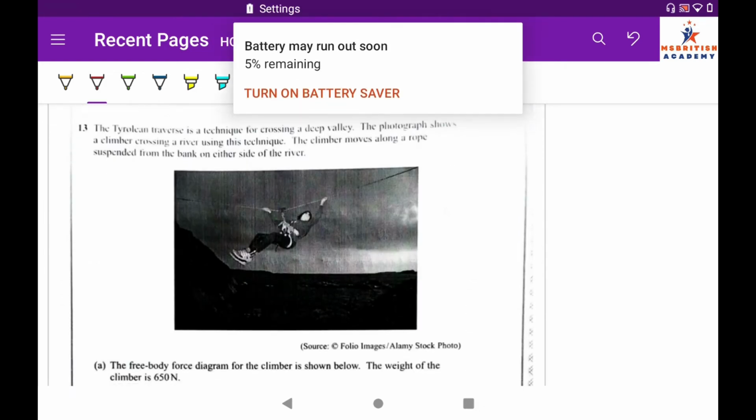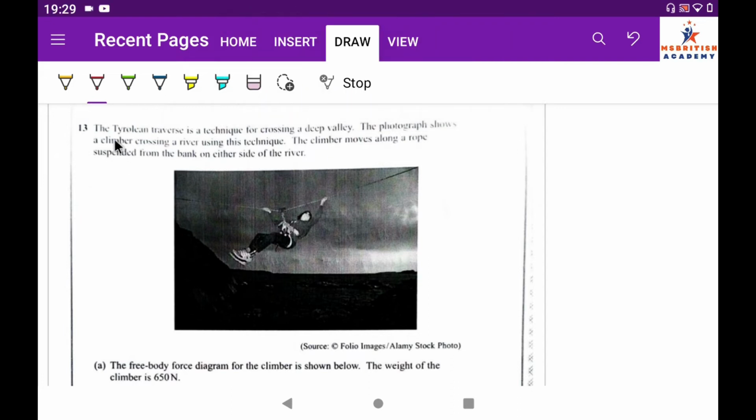Now question number 13. The zip line transfers a technique for crossing a deep valley. The photograph shows a climber crossing a river using this technique. The climber moves along a rope suspended from the bank on either side of the river.